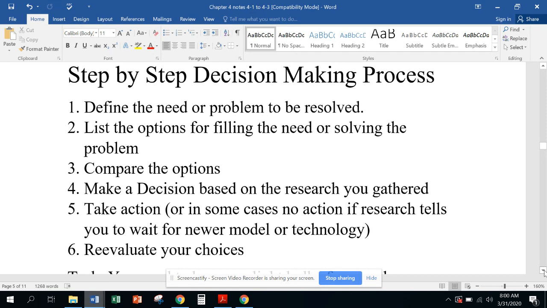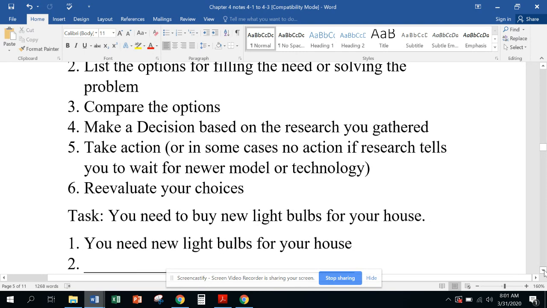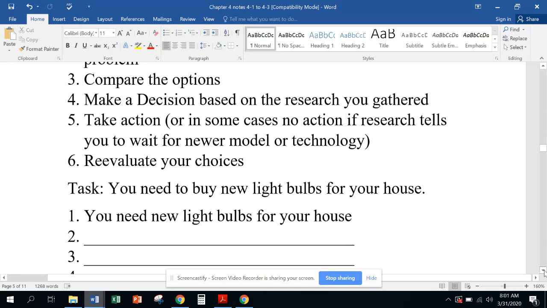Now, after we've listed everything out, it's time to start doing our research. We're going to compare all the options. What are the pros and cons of everything that we came up with on our list? Now, it's going to be tough, but eventually we're going to see what is best for us. So based off the decision we've gathered, what is the best decision we can make for us? Now, the fifth thing is, after we've made our decision based off of all the research we've gathered, it's time to take some action.